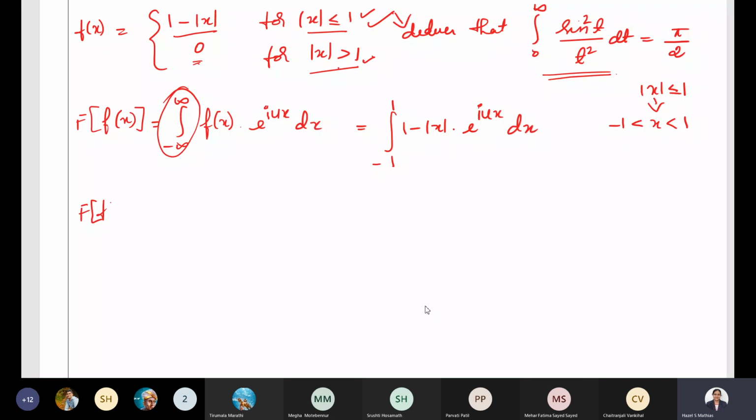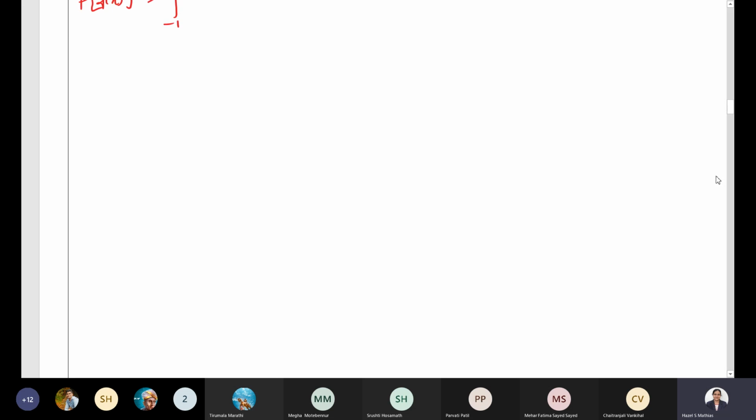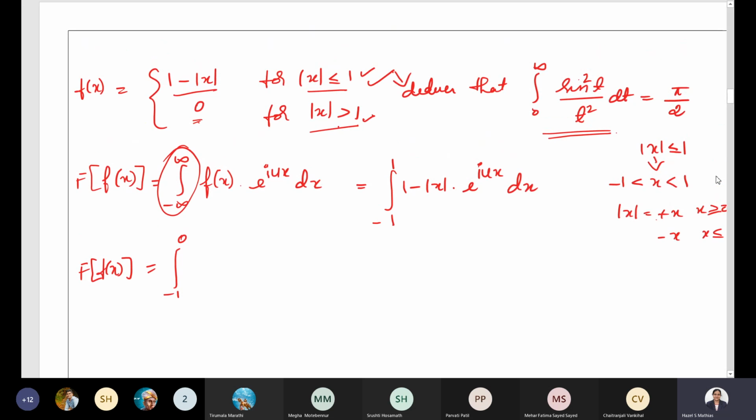So what do we have over here? F of u is equal to. Now see this minus 1 to plus 1, I can split into two parts, that is minus 1 to 0. Because here mod x is there, and we know that mod x will be plus x for all the values of x greater than or equal to 0 and minus x for all the values of x less than 0. Okay, this is the definition of mod x.